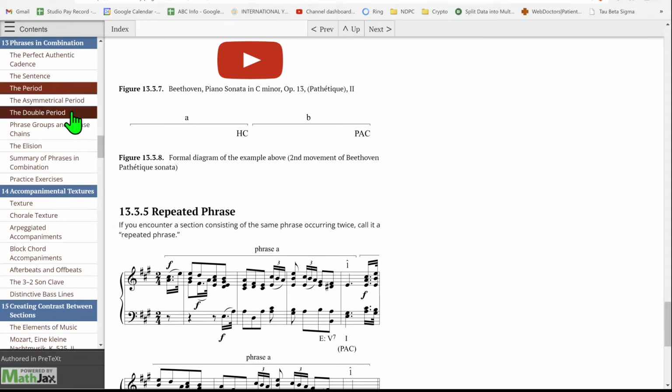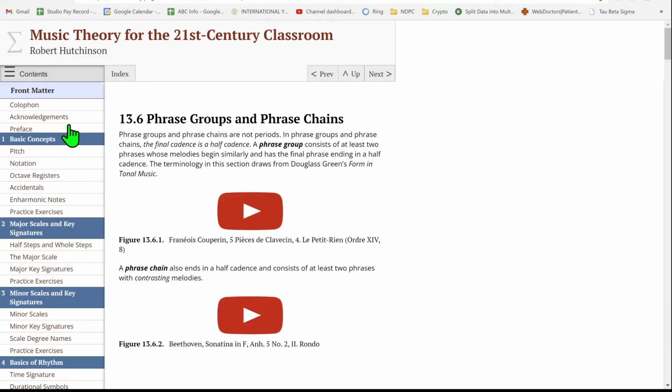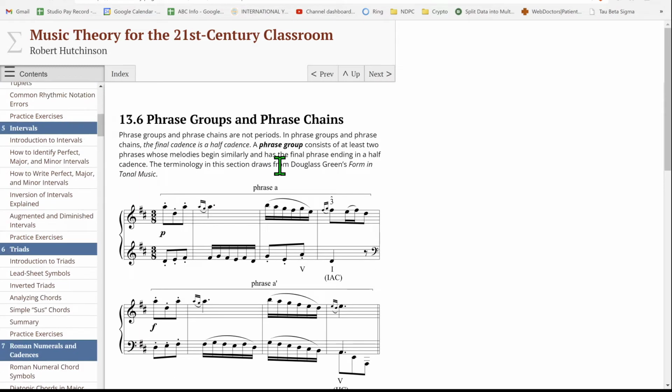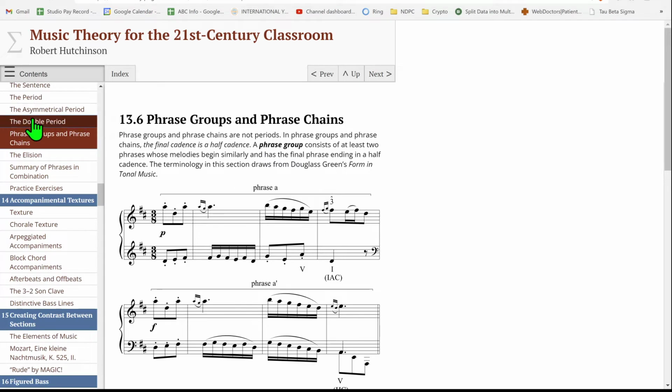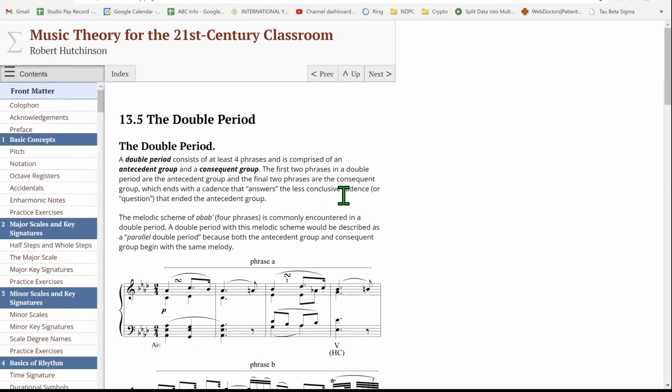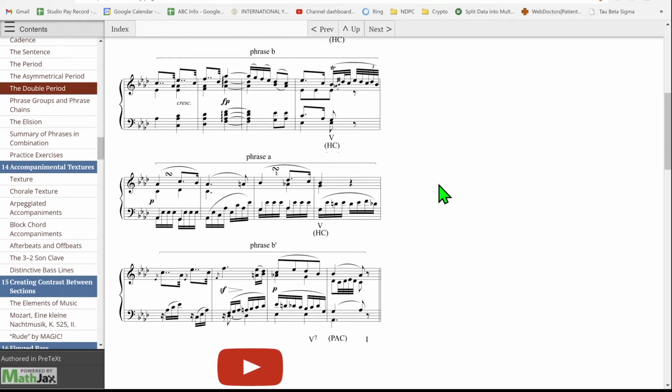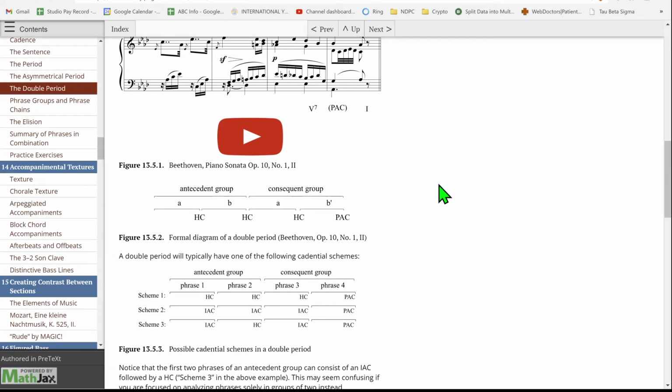So what about a phrase group? Okay, so let's take a look at a phrase group. I don't know if you covered double periods. Double periods are really simple. Double period, let's take a look at that. I don't know if you did, so just so you know. A double period is basically when you take A, B, A, B. That's all it is, so take a look.